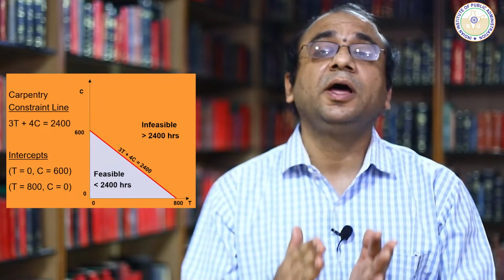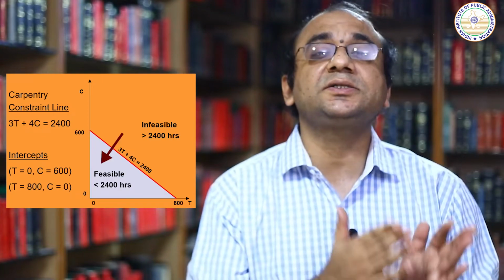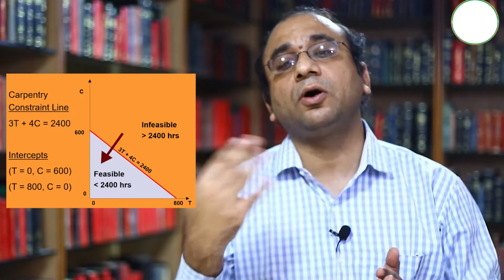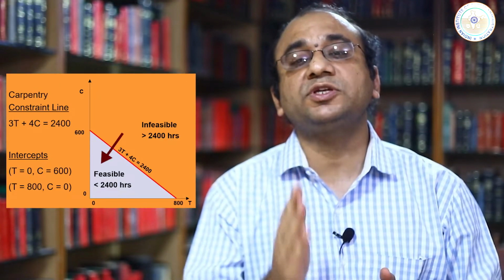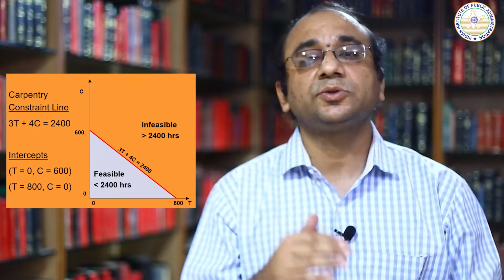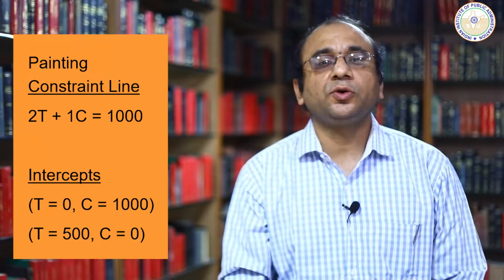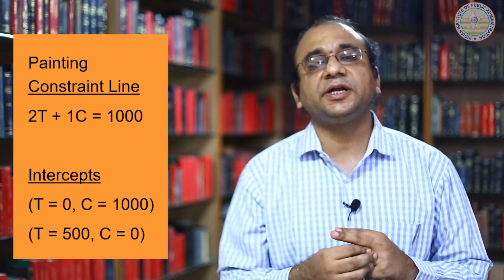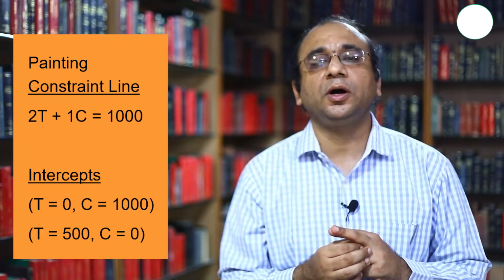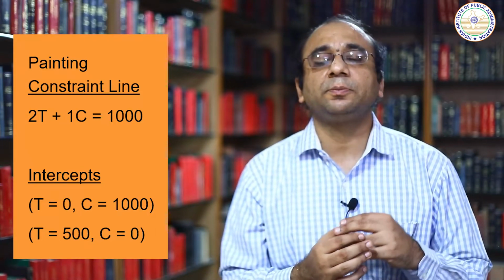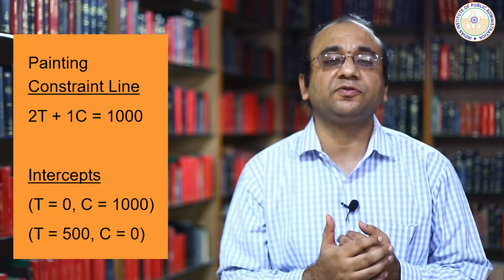Always remember, friends, the area is on one side of the constraint. That means it will be either the right or the left, so we have to check which side it is. If it is coming less, then it is the right. In the same fashion, we are going to plot the painting constraint, the painting time. The painting time constraint is 2t plus 1c is equal to 1000. Firstly we assume t is equal to 0, and we put this into the equation.